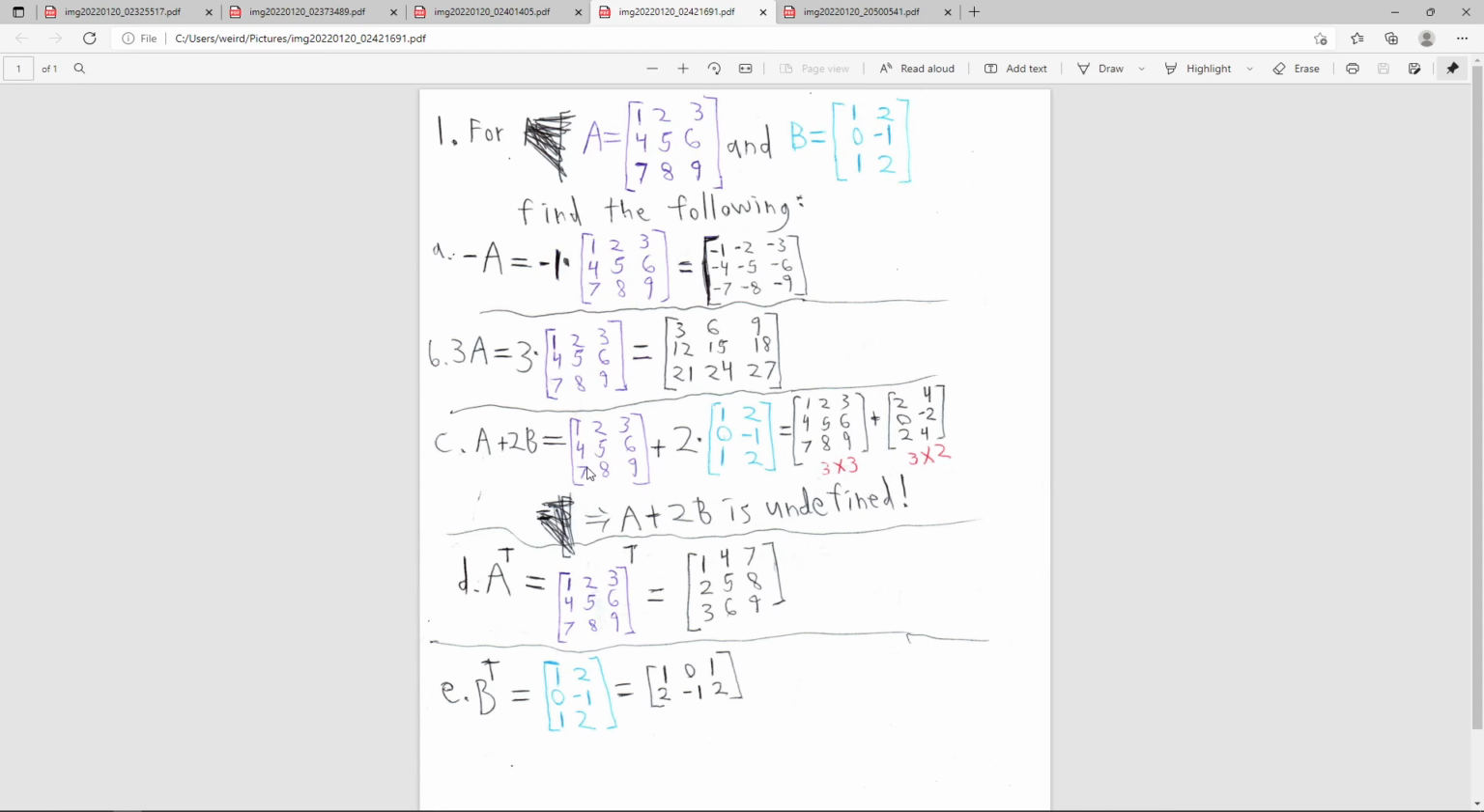A plus 2 times B: I even showed the 2 times, you just multiply it in, but it does not change the fact that it's undefined. It's 3 by 3 and 3 by 2. They need to be the exact same dimensions, 3 rows by 3 columns for both of them. We don't have that, so it's undefined.